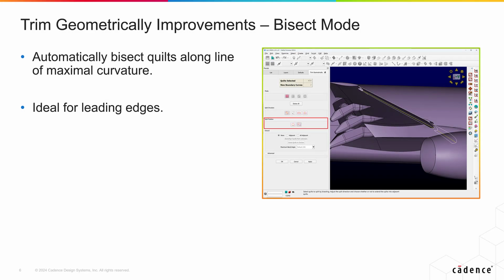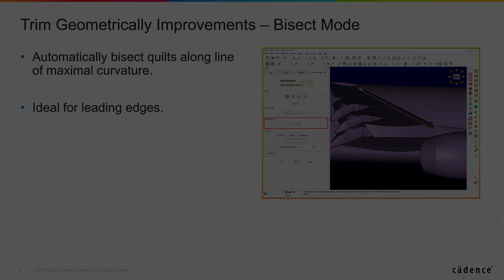Next, we have updates to trim geometrically. Bisect mode now has a new option, split position, that's used to determine the location of the bisection line. The default option center places the bisection at the 0.5 coordinate in parametric space, just as it did before. However, the new option, curvature, queries the boundaries of the quilt and places the split at the location of maximal curvature. This is ideal for automatically splitting quilts that span the leading edge.